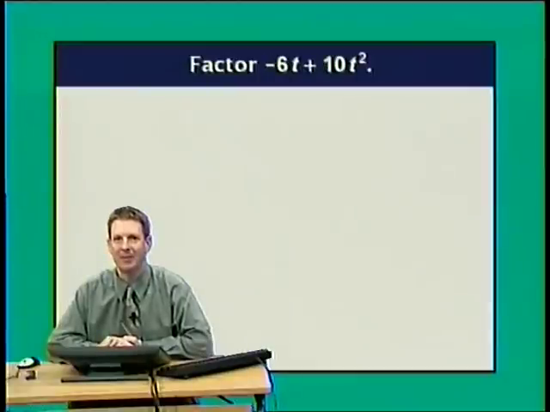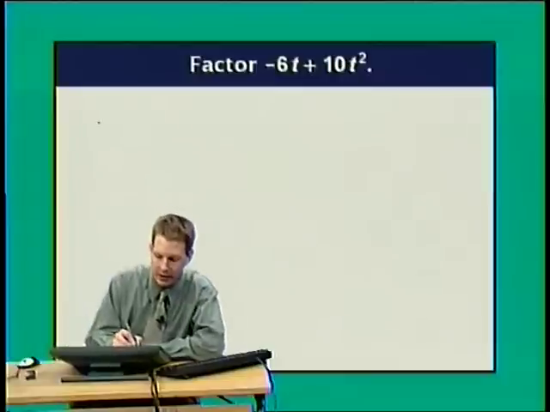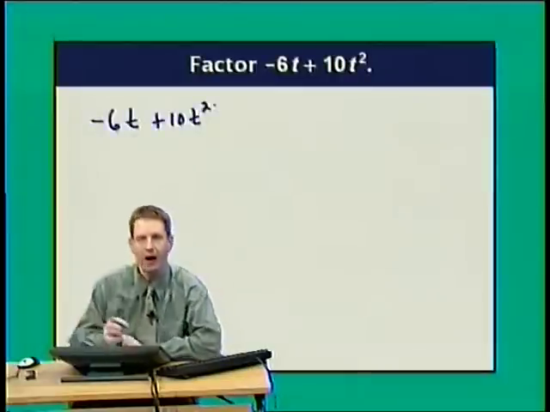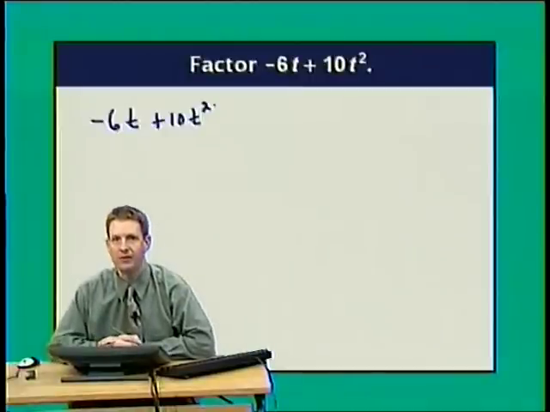Let's look at this problem. Well, this isn't a trinomial, so I don't think I'm going to use a trinomial factoring strategy. But as with all factoring problems, the first issue is, are there any common factors? And if so, what's the greatest common factor? Well, looking at the terms minus 6t and plus 10t squared, the two terms have a factor of t in common. But these two terms have something else in common as well. Both of the coefficients are even, so they're both evenly divisible by 2.